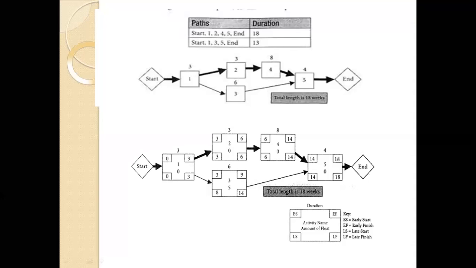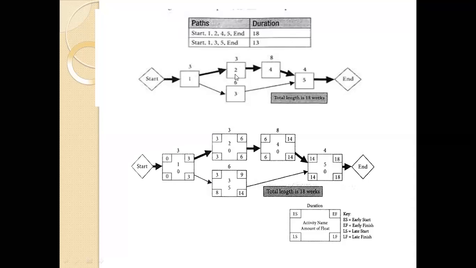And what about the latest start? The latest start is 0. And what will be the late finish? It is taking 3, so the late finish will be 3. So the float will be 3 minus 3, which is 0.